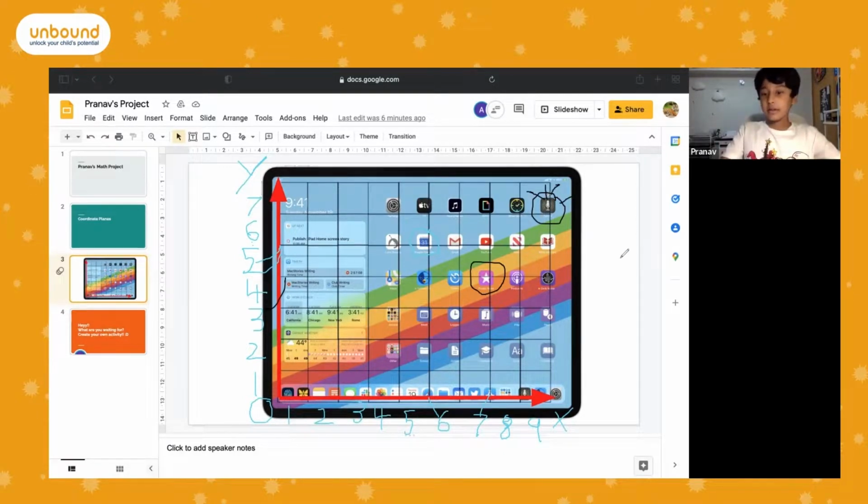Okay, if you said 6, 9, you would be correct. 6 is this line, and 9 is this line. But if you said 9, 6, well, you know you're wrong.